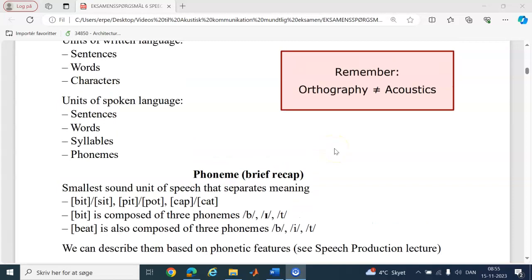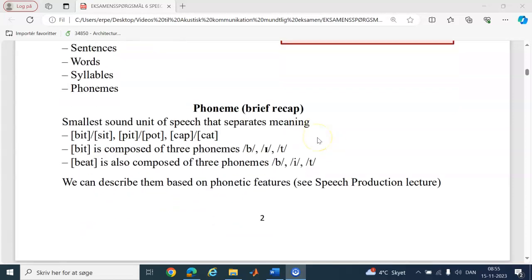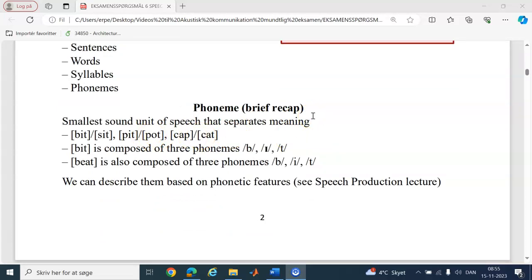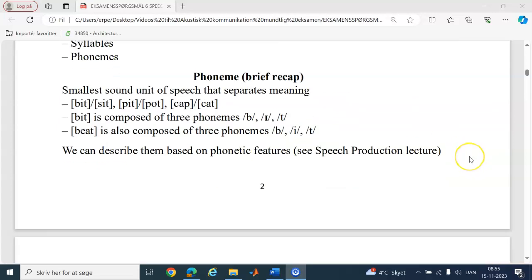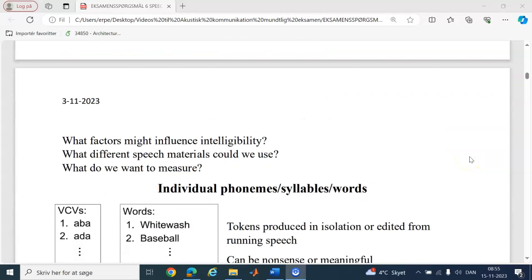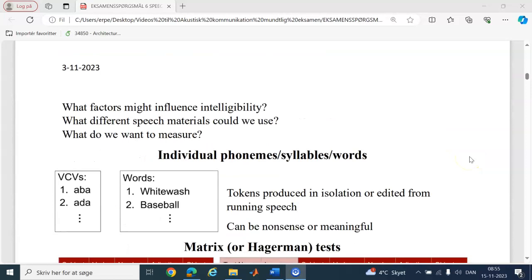Phonemes, we can start with this. That's the smallest sound unit of speech that separates meaning. For instance, bit contra sit, pit contra pot, cap contra cat. We can also describe them based on phonetic features. See the speech production lecture. What factors might influence intelligibility?